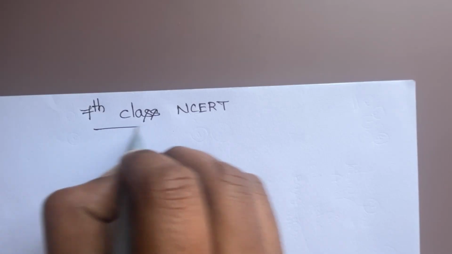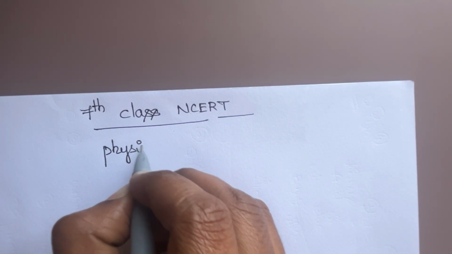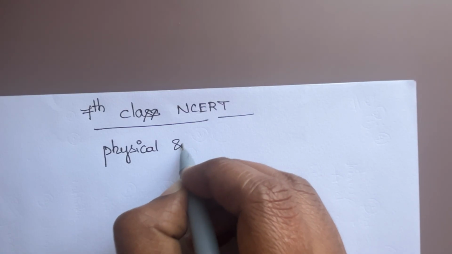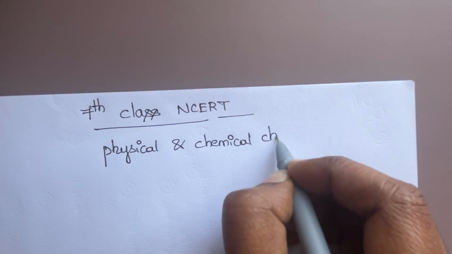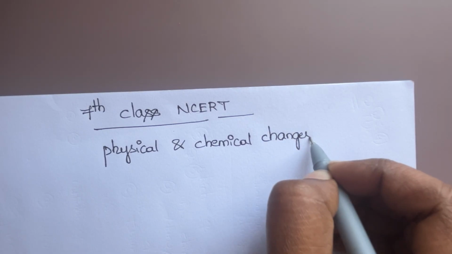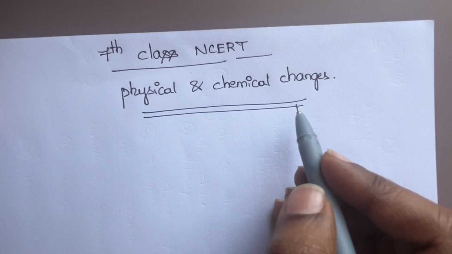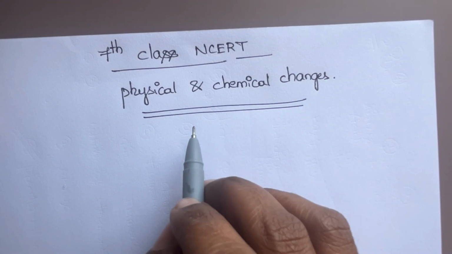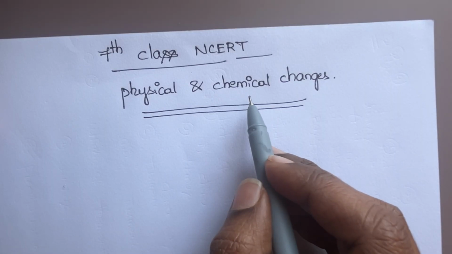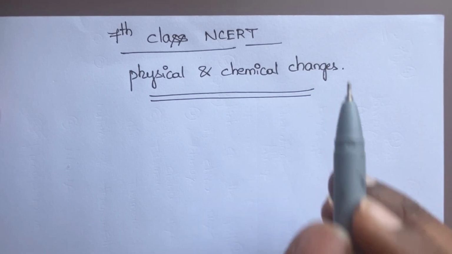NCERT chemistry chapter, that is physical and chemical changes. Physical and chemical changes. Nowadays, in physical and chemical changes, everyone is concentrating on statements like which of the following is a physical change, which of the following statements is a chemical change. So this chapter is also very, very important.